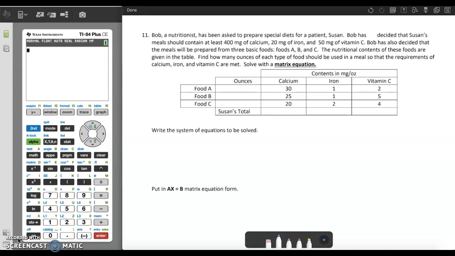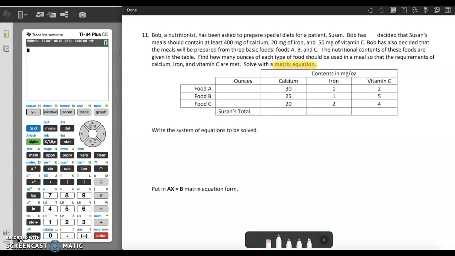Find how many ounces of each type of food should be used in a meal so that the requirements of calcium, iron, and vitamin C are met. And it specifically says to solve with a matrix equation. So if this were a problem on your exam, you would have to solve with this procedure in order to earn full credit. And if you solve with a different procedure, then you're not going to get the full points because this is what we're specifically testing.